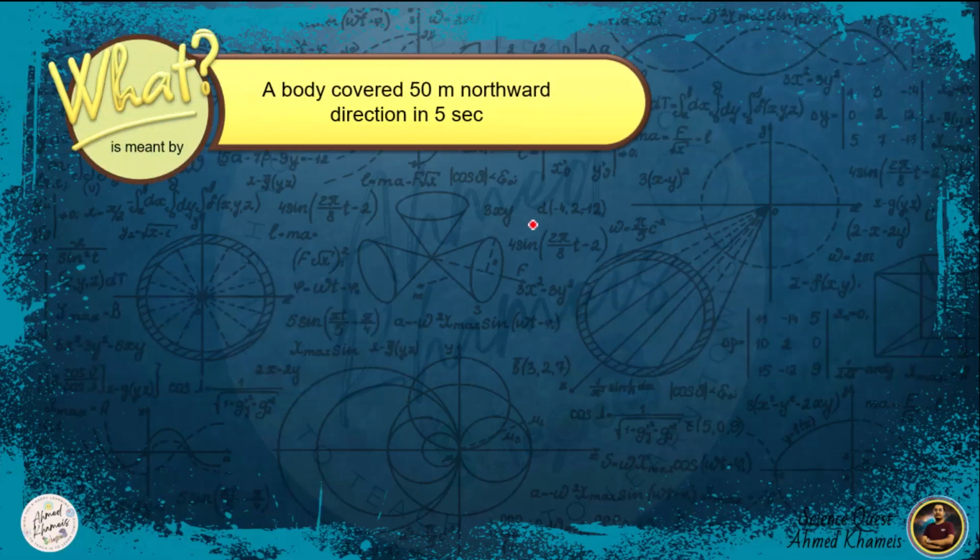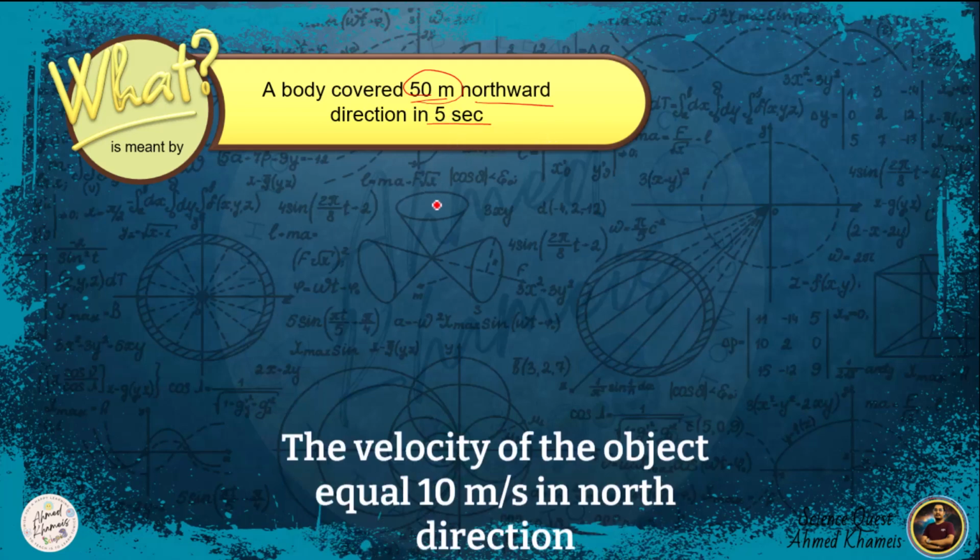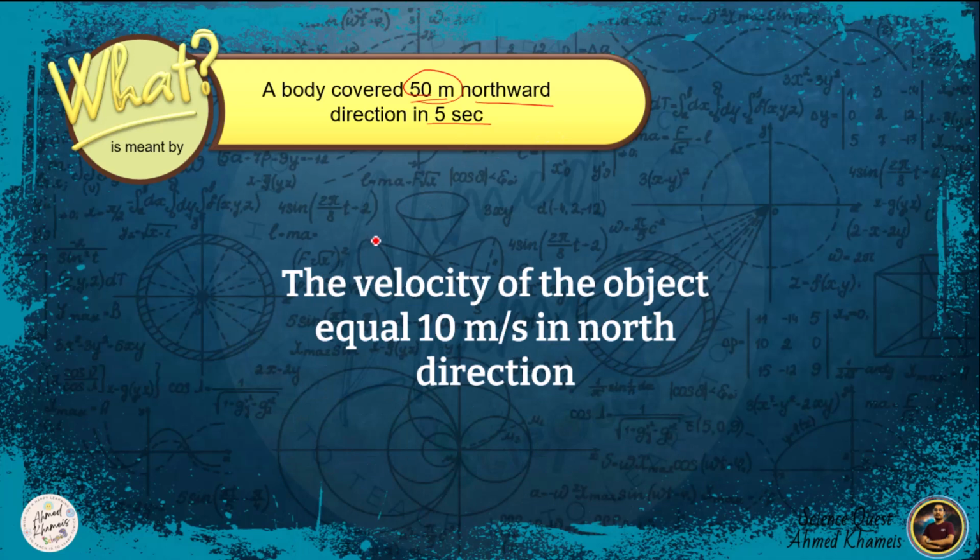So what is meant by a body covering 50 meters in the northward direction in 5 seconds? Because it's identified by magnitude and direction, this is a displacement, and he gave us time. So we divide the displacement over time to calculate the velocity. So this object moves with a velocity equal to 10 meters per second in the north direction.